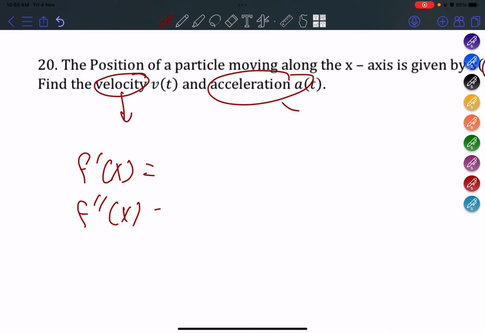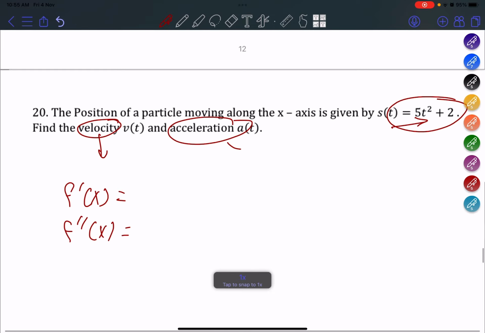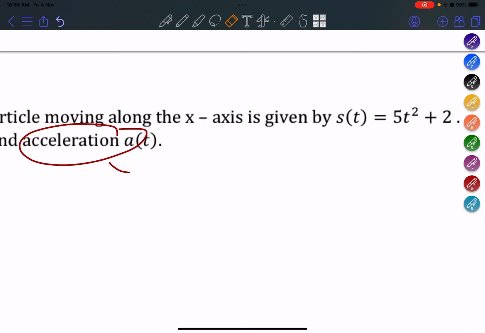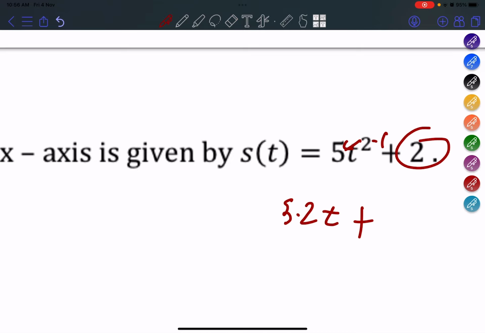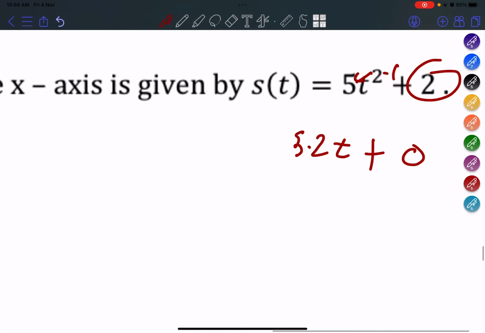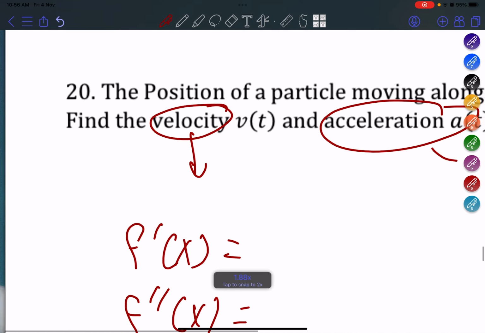Okay, so x equal here. So what is the derivative of this function? Basically, put 2 down and then minus 1 from the power. It becomes 5 times 2t, and then 2 minus 1 will be 1, so we don't have to write the power. Plus 2 is a constant, so it will be 0.